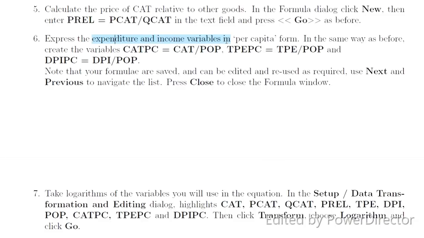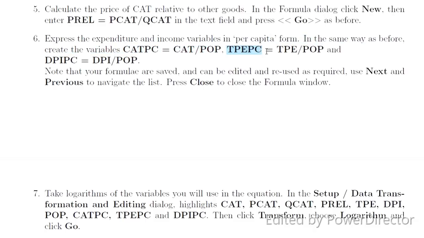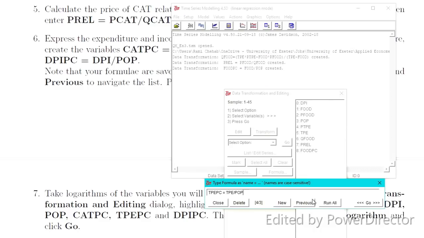Express the expenditure and income variables in per capita form. So we have to do this in the same way as before. What we need to do is write all these equalities, all these new variables that we want to create. So we press new, we write the other formula, which is this one. Rather than cat, I'm writing food, and then I press go. You can see that food PC is being created, and then we create a new variable and type the other thing, which is TPE PC, TPE divided by pop, and we press go.